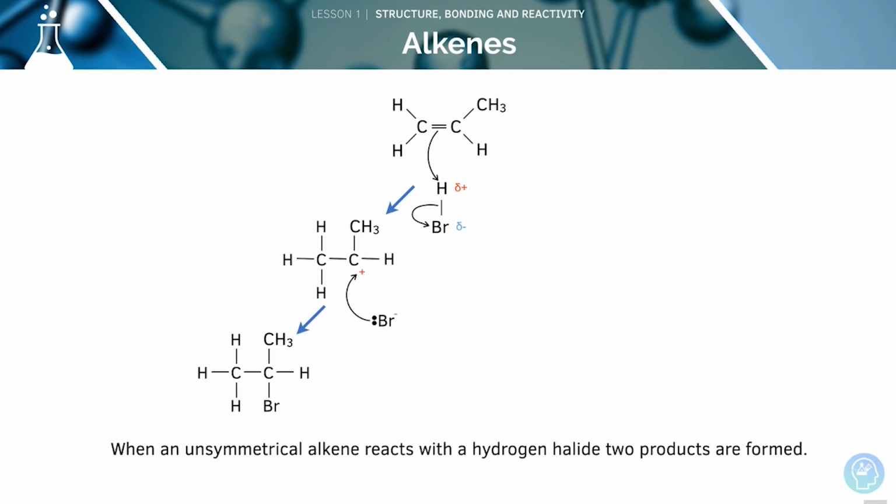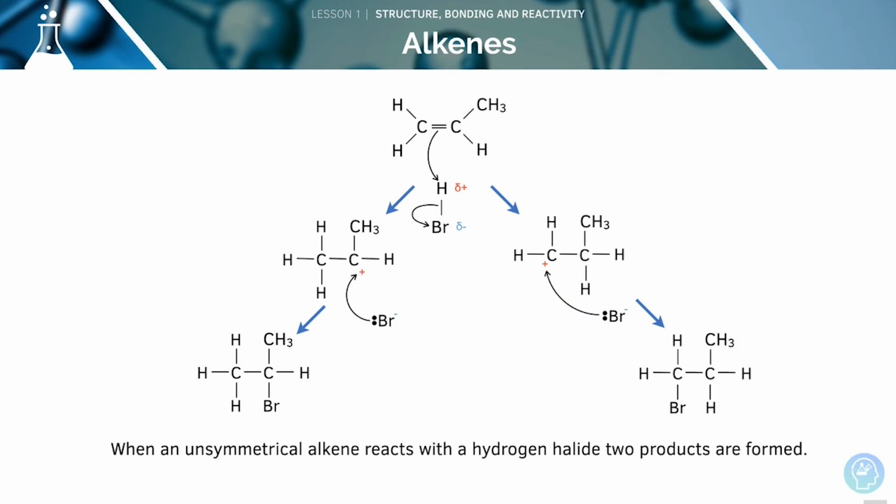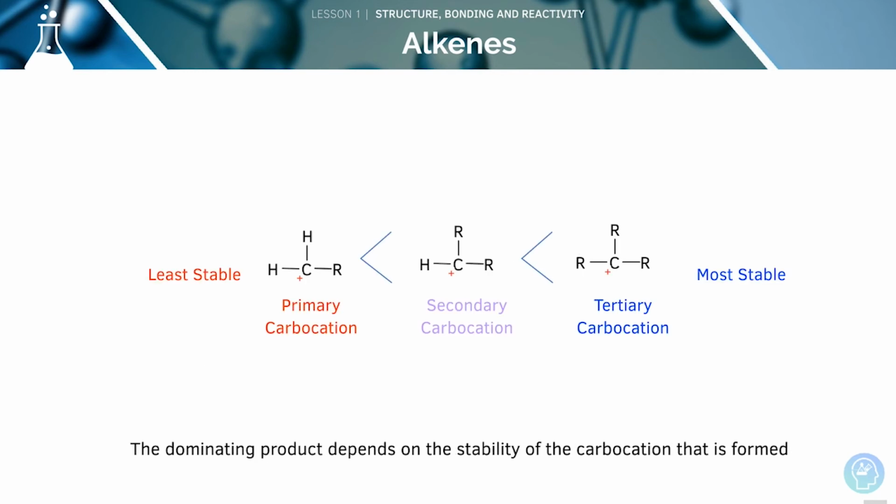When an unsymmetrical alkene reacts with a hydrogen halide, two products are formed. The product that forms in higher quantities is known as the major product, and the one that forms in lower quantities is known as the minor product. The dominating product depends on the stability of the carbocation that is formed.